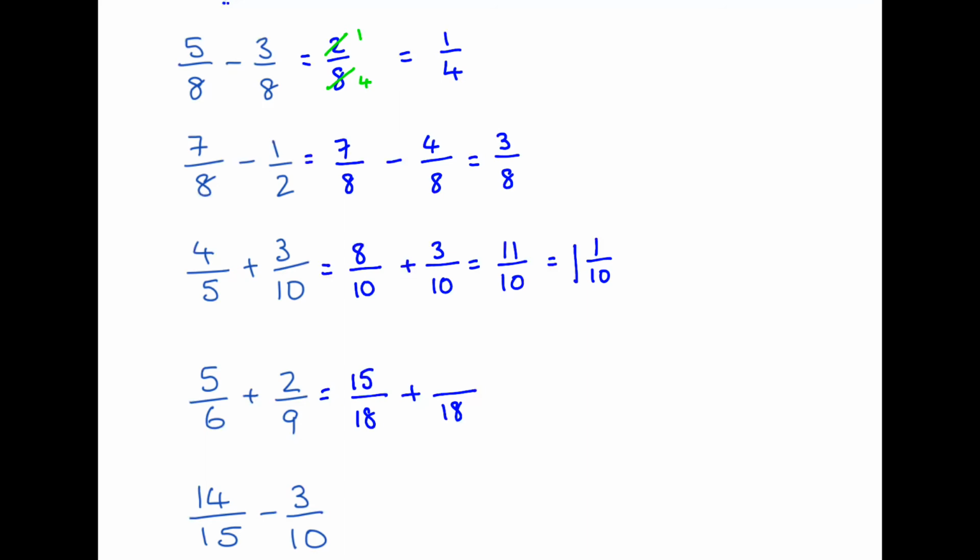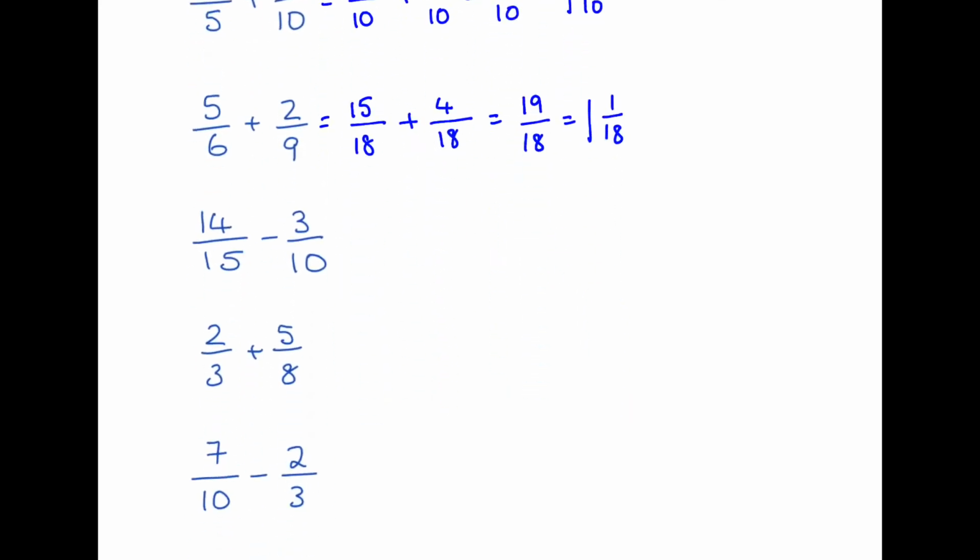Then the 9 has been multiplied by 2 to give us 18. So the 2 needs to be multiplied by 2 as well, and that will give us 4. So altogether we've got 15/18 and 4/18 makes 19/18. And when we change that into a mixed number, 19 divided by 18 is 1, and then we've got 1 left over again. So it's 1 and 1/18. Okay, next one.